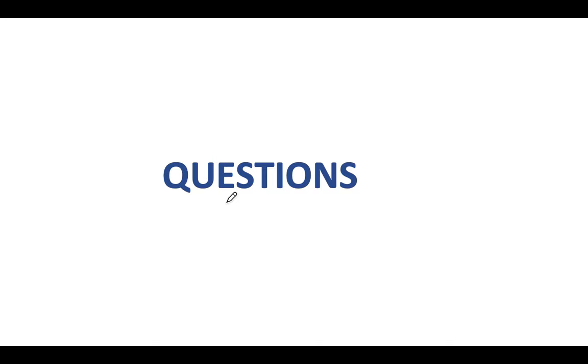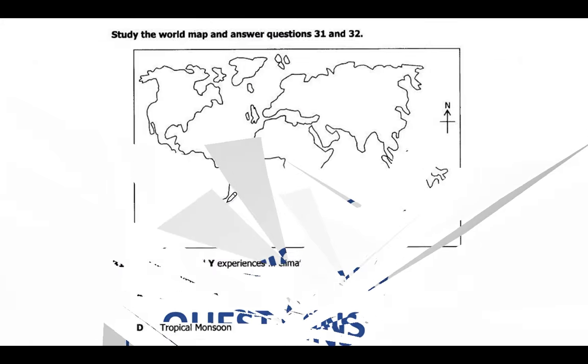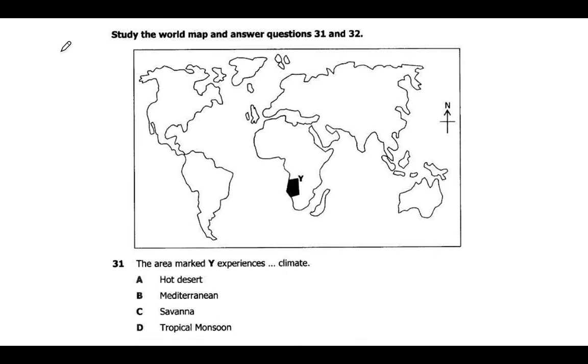In the questions, I'll start with the first part. This question is coming from 2022 November. The question went on to state, study the world map and answer questions 31 and 32. So this is the world map, and the examiner can ask you, the area marked Y experiences dash climate. What climate is experienced here? And then what type of desert is this?